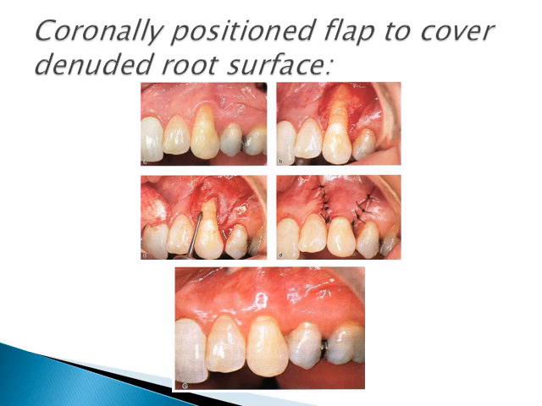As you see, we do scaling and root planing and make two vertical incisions extending to or beyond the alveolar mucosa to allow movement of the flap or the graft coronally. After making the two vertical incisions, we do scaling and make sure the area is clean, and move the flap coronally to cover the denuded root and suture.